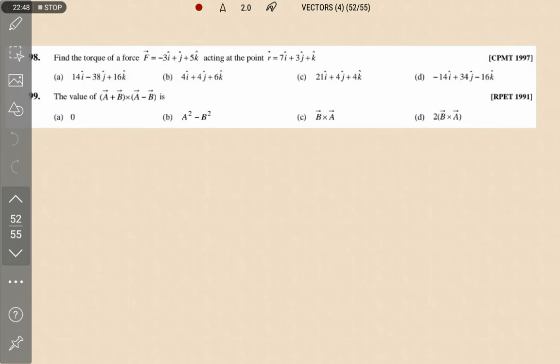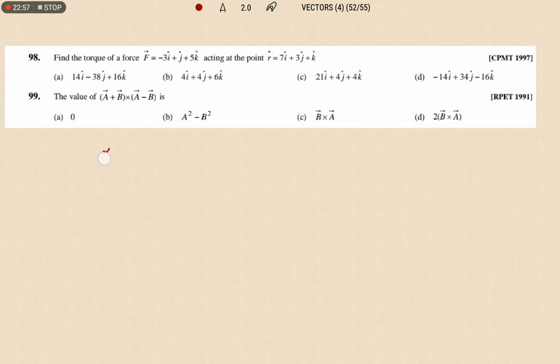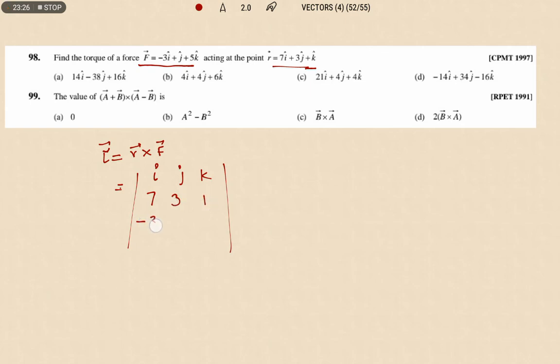And next, find the torque of a force F bar equals minus 3i plus j plus 5k, and R bar equals 7i plus 3j plus k. So torque, we know, is R bar cross F bar. So the first vector we should write is R bar, i j k. I told you that most students will write the force vector first. Even though they give the force vector first and later the position vector, we have to write the position vector first only. 7 3 1, minus 3 1 5.